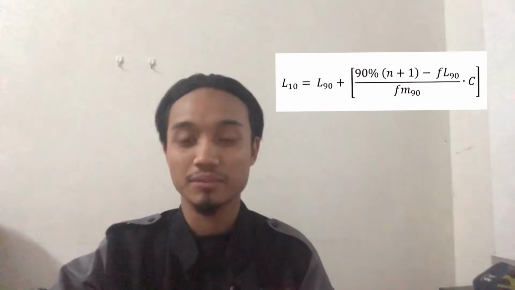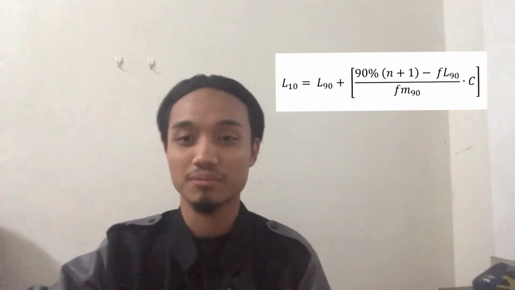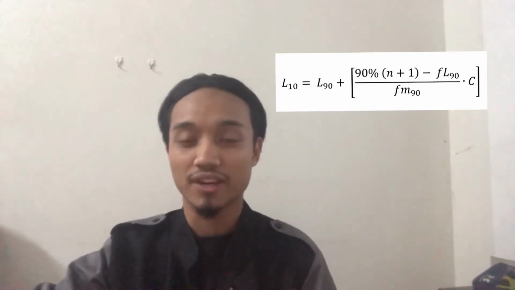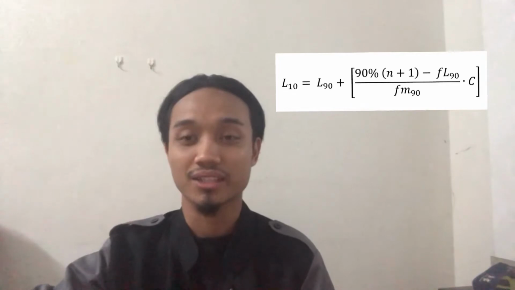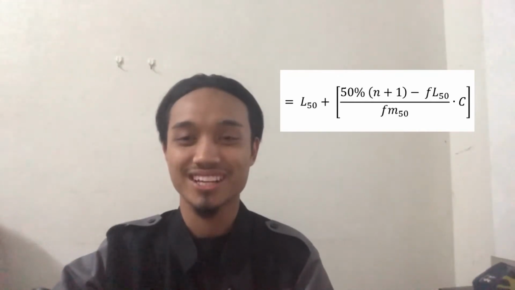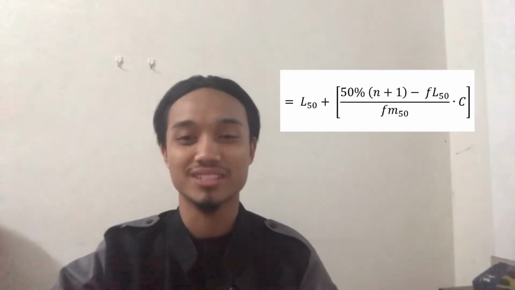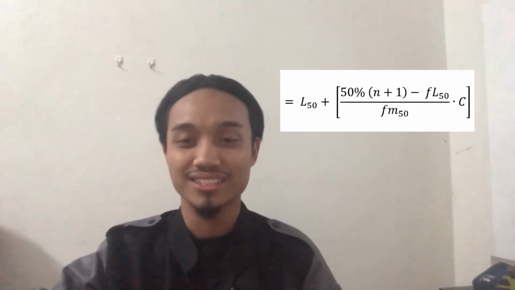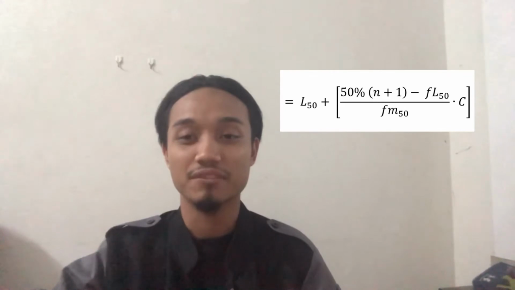The formula for L10 is equal to L90 plus 90% times N, which is number of data plus 1, minus FL90 over FM90 times C, whereas the formula for L50 is equal to L50 plus 50% times N plus 1, where N is number of data, minus FL50 over FM50 times C. The value for C is 4.9.